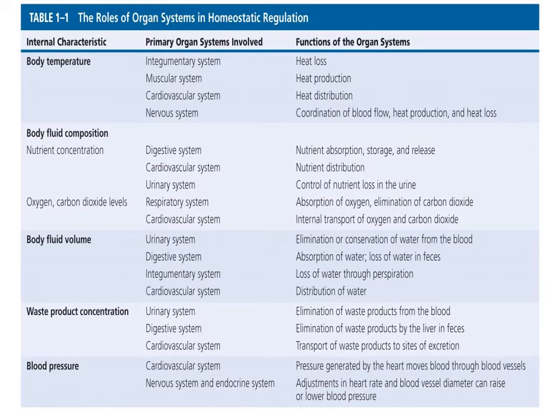This table is straight out of your book, and it shows you some different organ systems involved and the functions of each organ system in maintaining homeostasis in body temperature, body fluid composition, body fluid volume, waste product concentration, and blood pressure. So you can go ahead and take a look at that, and that's a good way to understand how these mainly negative feedback loops work in our body.